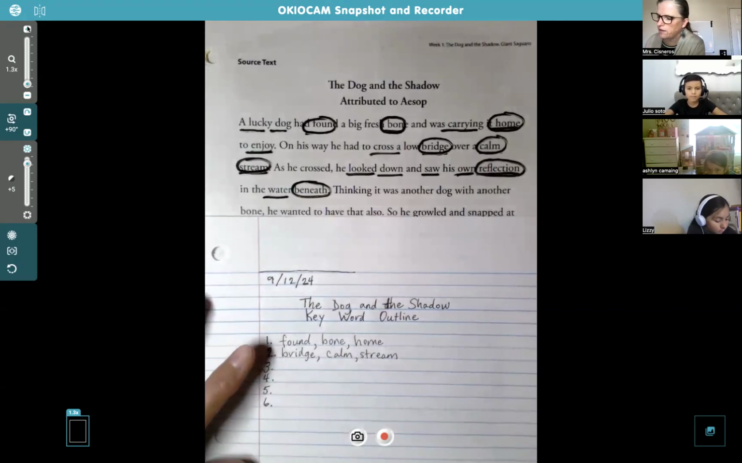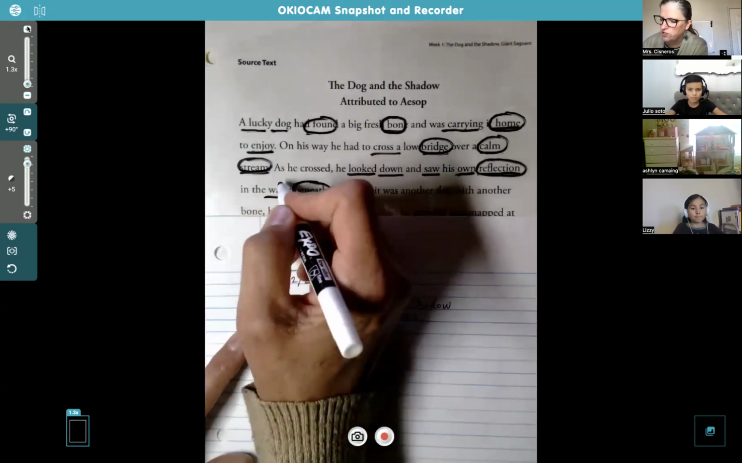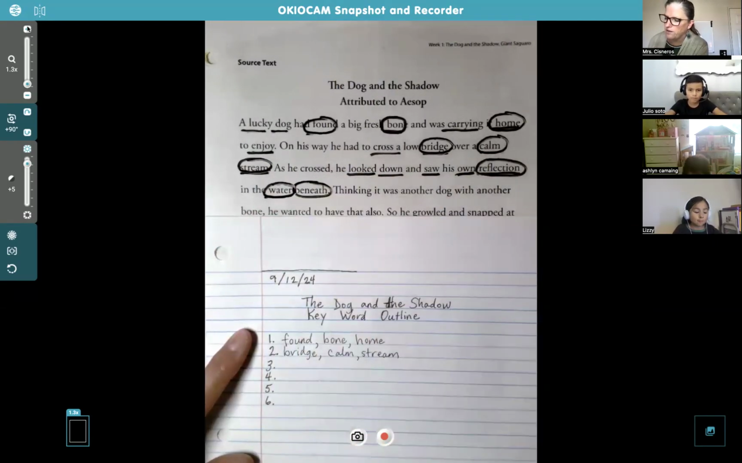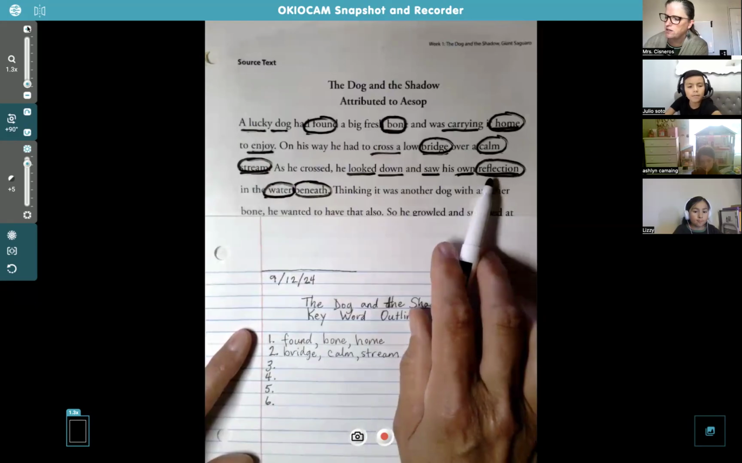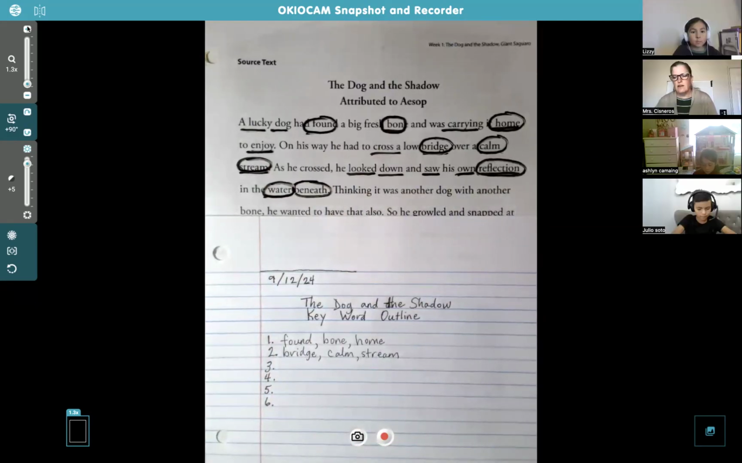I hear why you think looked though, because that tells us that's where he's looking. But if he's on the bridge, I kind of think we need water. So let's put reflection, water beneath. We could draw. Oh, do you have an idea, Lizzie, to draw something?